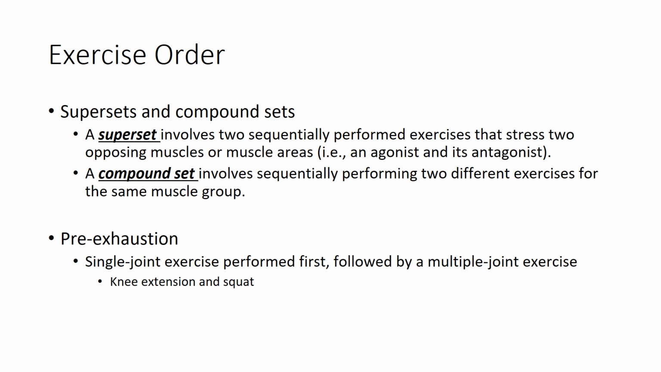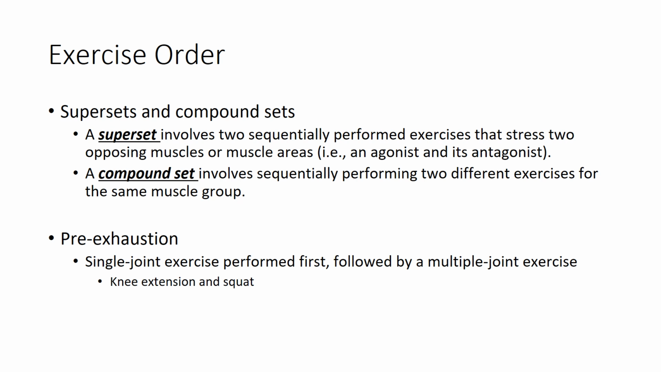Another method is pre-exhaustion, and this is where you're having one individual perform a single joint exercise first, and this is followed by a multi-joint exercise. So for example, we can have an individual perform knee extension, and then the next exercise would be the squat, so they can get a little bit more out of that. You often see this pre-exhaustion technique involved with bodybuilders, particularly if they're lagging in some sort of body part.